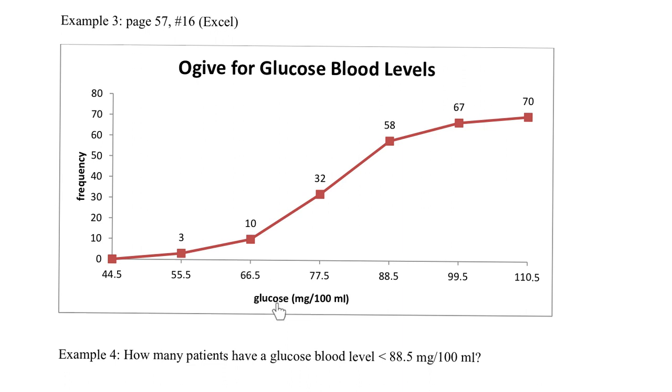Whenever we make one of these graphs, we need to label the horizontal axis and the vertical axis. We need a title so that anybody can look at this graph, and if they understand what an ogive is, they can read this data set.